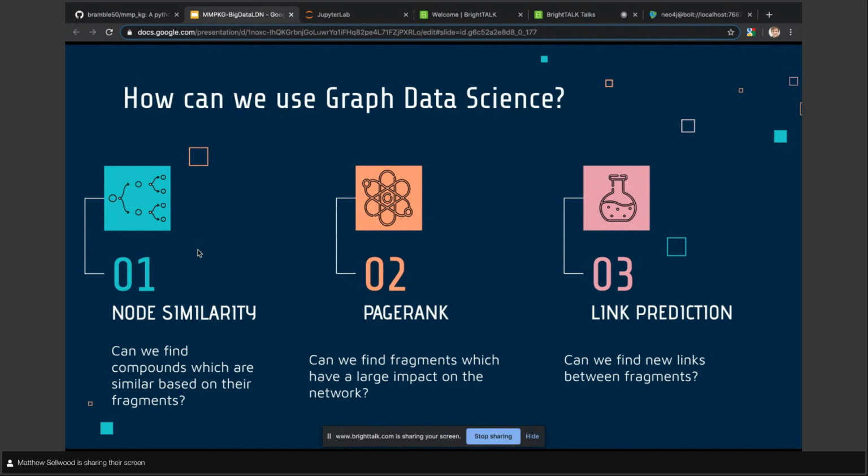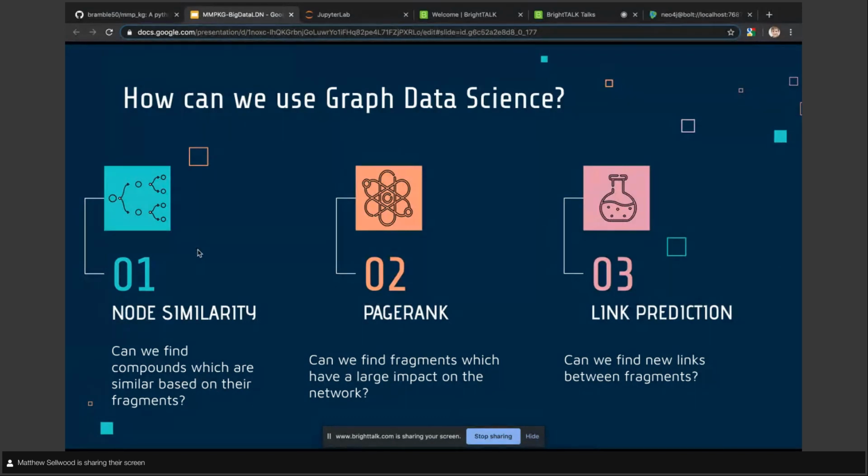The second use case is PageRank. Here we're going to look to see whether we can find fragments of a molecule which, when they're changed, have a high impact on the network. And what do we mean by that? In chemistry, when we're designing a new molecule or a new drug, what we're looking for is things which have the highest likelihood to give us the change that we're after. So in this case, if we weight the PageRank by the property that we're interested in, we can see whether we can find fragments which have the highest likelihood of having an impact on that property. So this is what we'll look at.